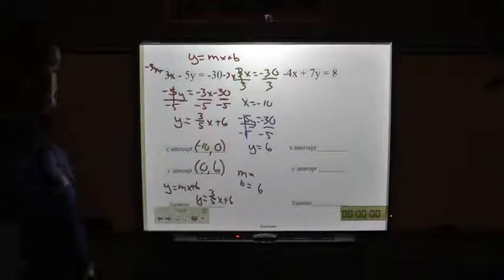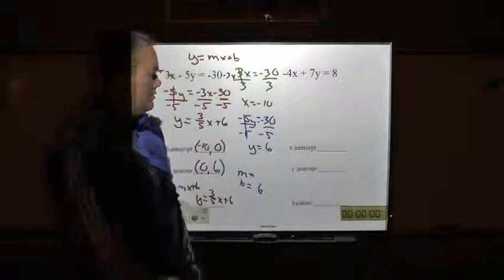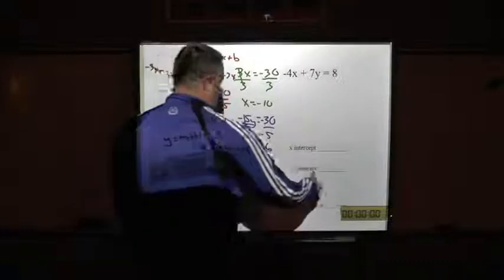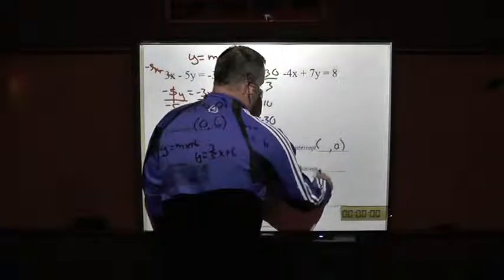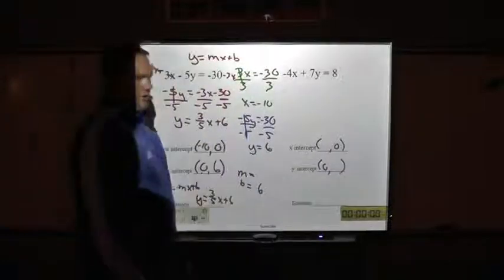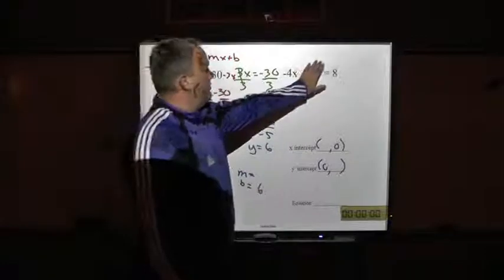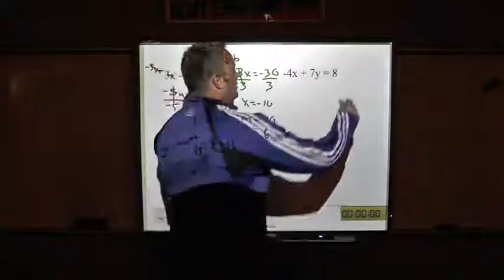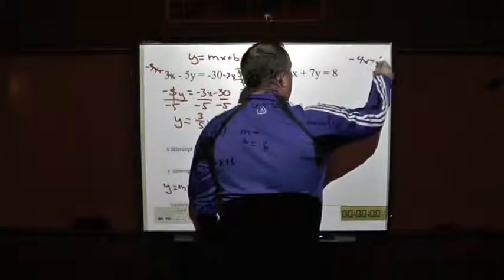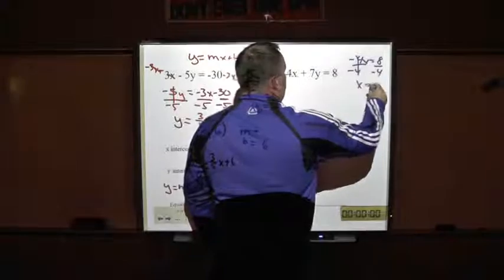On the next one, negative 4x plus 7y is equal to 8. Same idea. X and y intercepts. X-intercept, y is going to be 0. Y-intercept, x will be 0. So as I go through this, to find the x-intercept, I'm going to cover up the y, but that's going to be gone. So all I have left is just negative 4x equals 8. So I write that down. Divide both sides by negative 4. X equals negative 2.